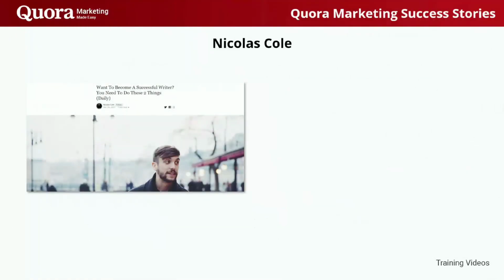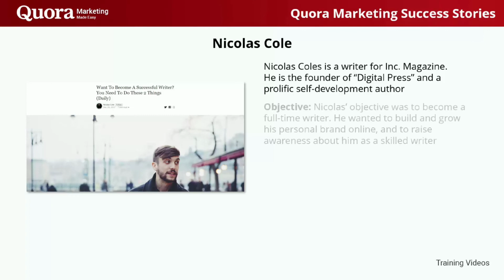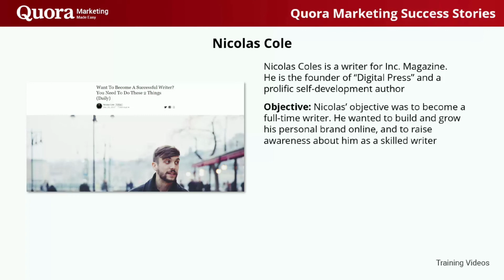He's also getting over 1 million answer views in a single year. Nicholas Cole. Nicholas Cole is a writer for Inc. magazine. He is the founder of Digital Press and a prolific self-development author. Objective. Nicholas's objective was to become a full-time writer. He wanted to build and grow his personal brand online and to raise awareness about him as a skilled writer.